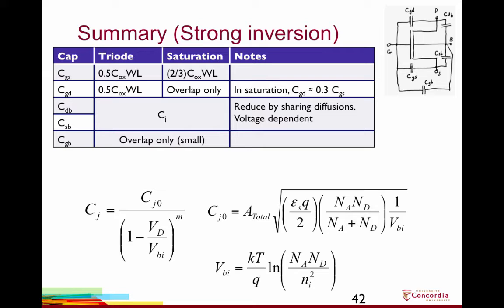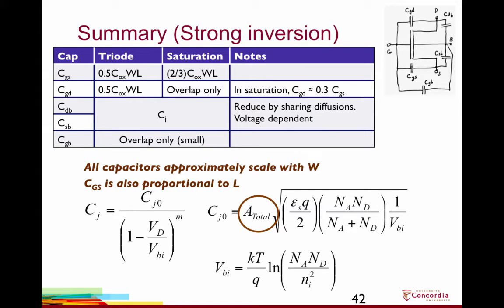The only thing that we do have control over is the area. So the area of the entire PN junction is a parameter of the capacitance, and we may be able to play some tricks to reduce it. Now, all of the capacitors that we've indicated here, at least the first 4, are going to scale with width. Some of the gate to body overlap at the ends of the gate won't scale with width, but the major capacitances scale with width, and then CGS is also proportional to the length of the transistor.